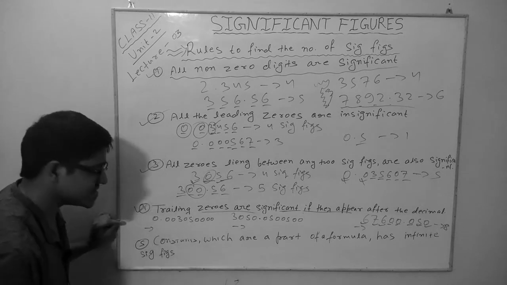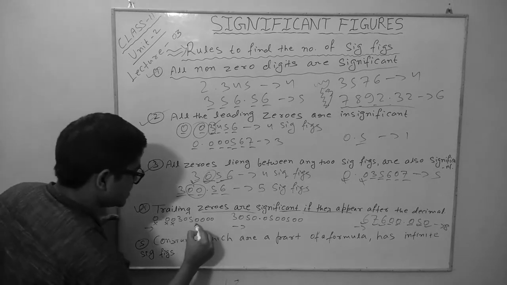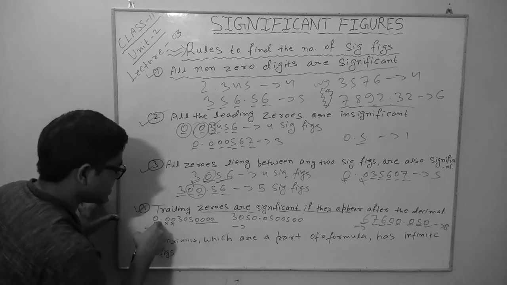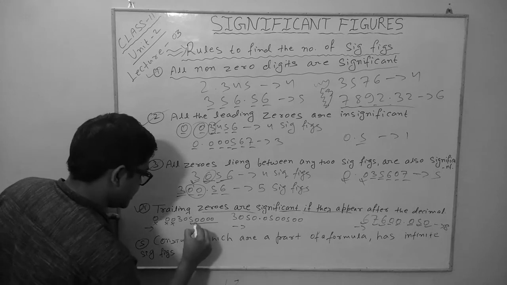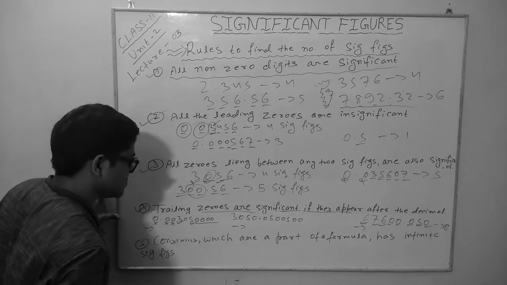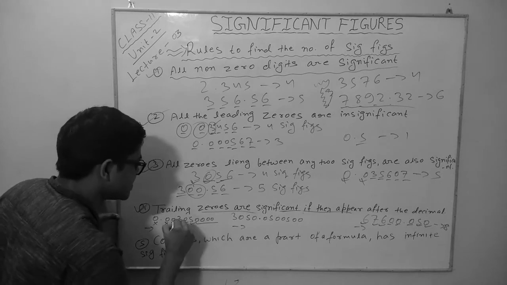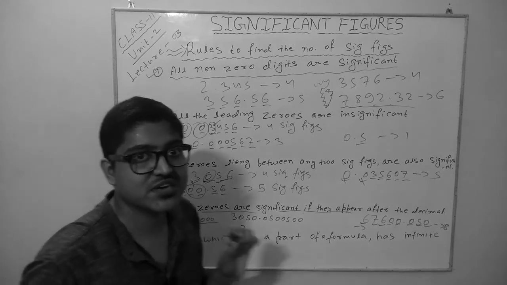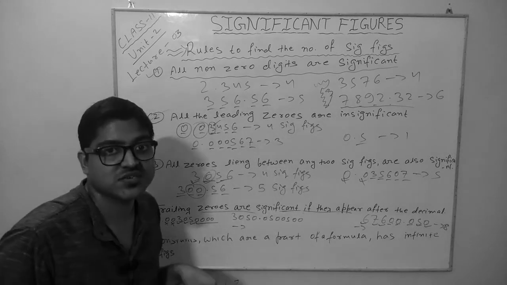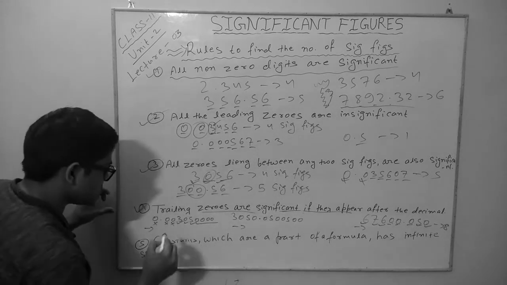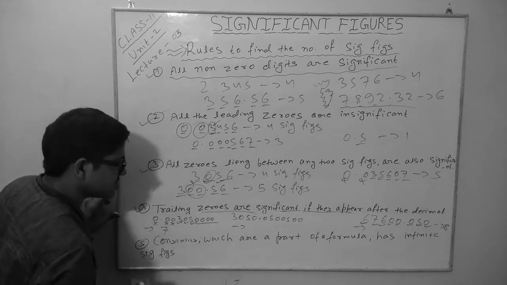In this case, all these 3 are leading zeros, so they are not significant. These 4 are trailing zeros appearing after the decimal, so these 4 are significant figures. This is significant, this is also significant, and this 0 will also be significant because it is lying between two significant figures. Any 0 lying between two significant figures is also significant. We call these zeros trapped zeros. So the number of sig figs in this case is 1, 2, 3, 4, 5, 6, 7.